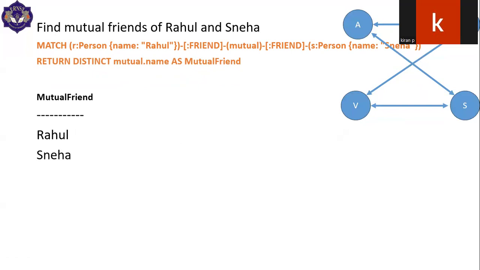So this is how it looks. Return is a function. Return distinct, if you understand, retrieves distinct values. If there's a repetition, the repetition will be removed. So this is how the representation of Neo4j looks like.